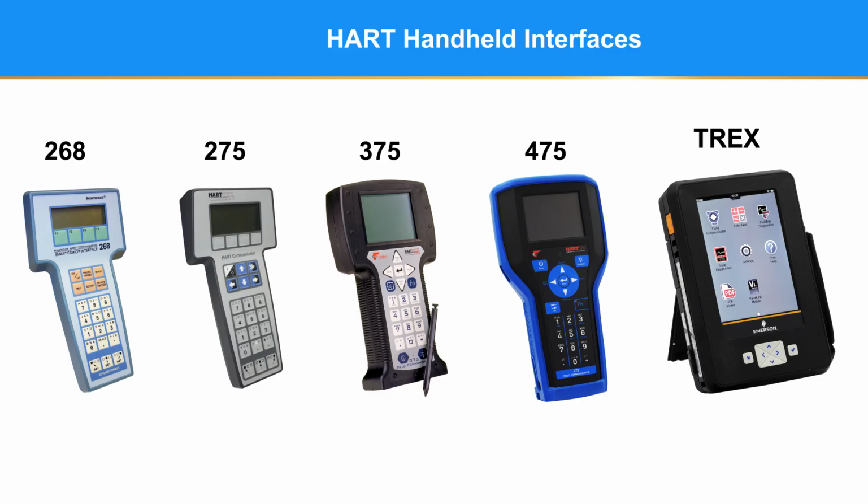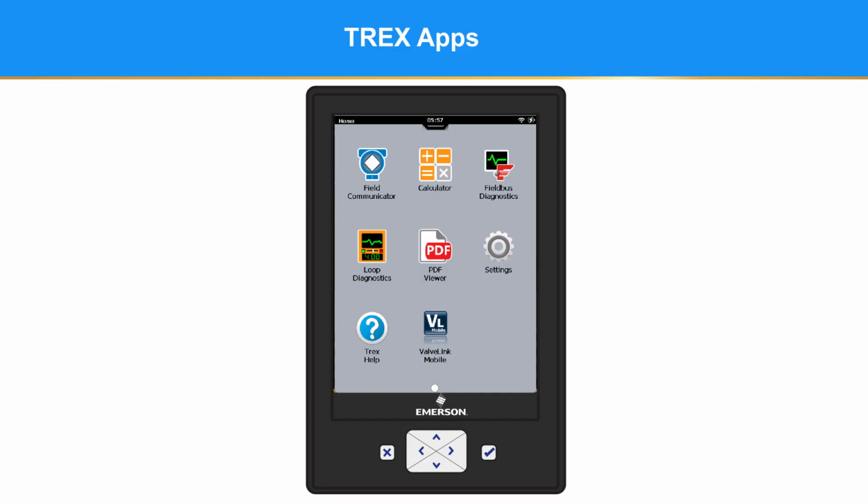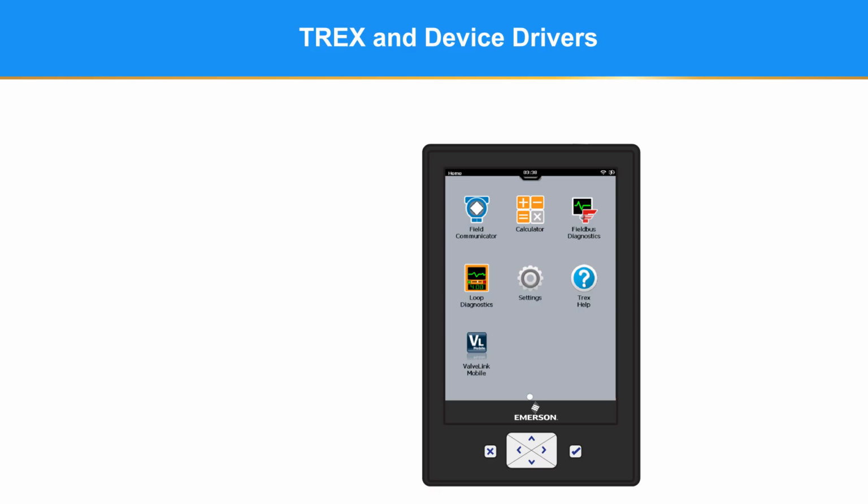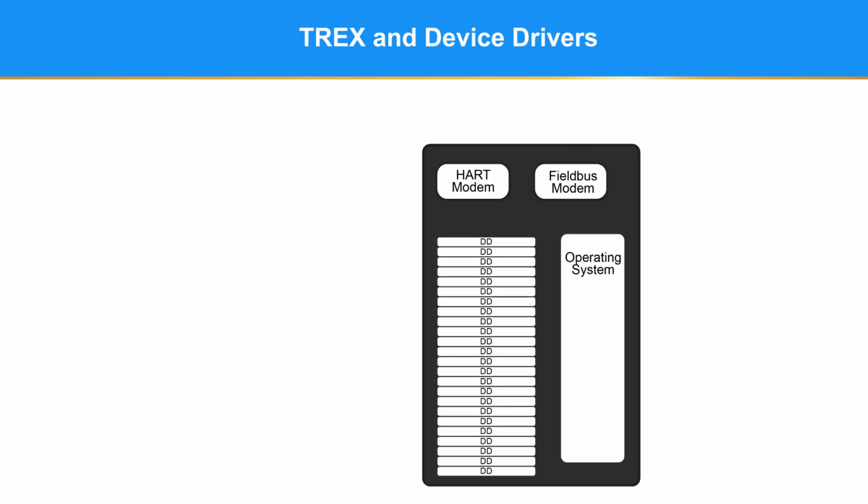The most current revision, which is the TREX, is an exception. It has a much larger screen and a lot more functionality, or upgrade opportunities, was added. Support for Foundation Fieldbus and apps such as the PDF viewer to read instruction manuals, Fieldbus diagnostics, a calculator, and Fisher valve link. There is a lot more inside the TREX, but the three major components are the modems, the operating system, and the device drivers. The HART modem is standard. The Foundation Fieldbus modem is an upgrade.